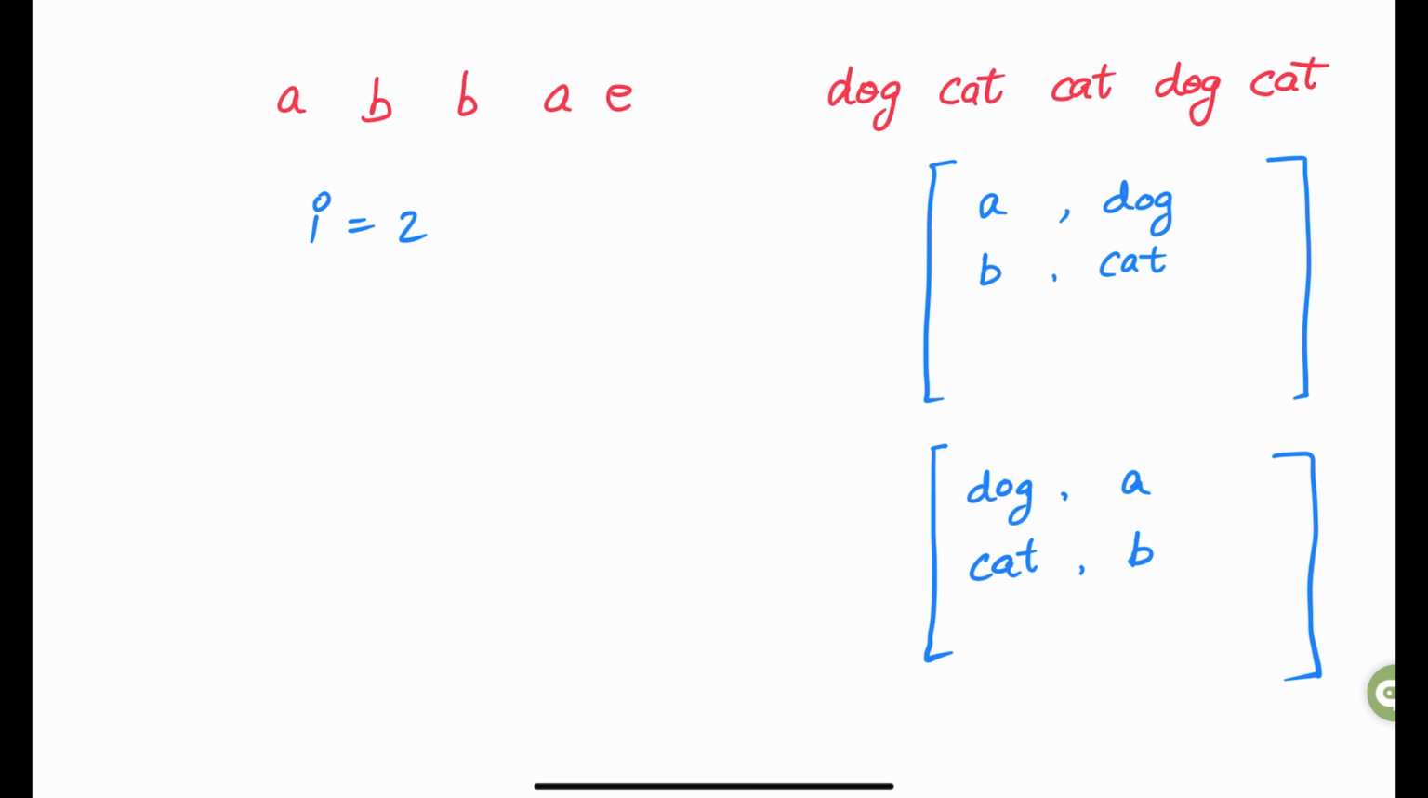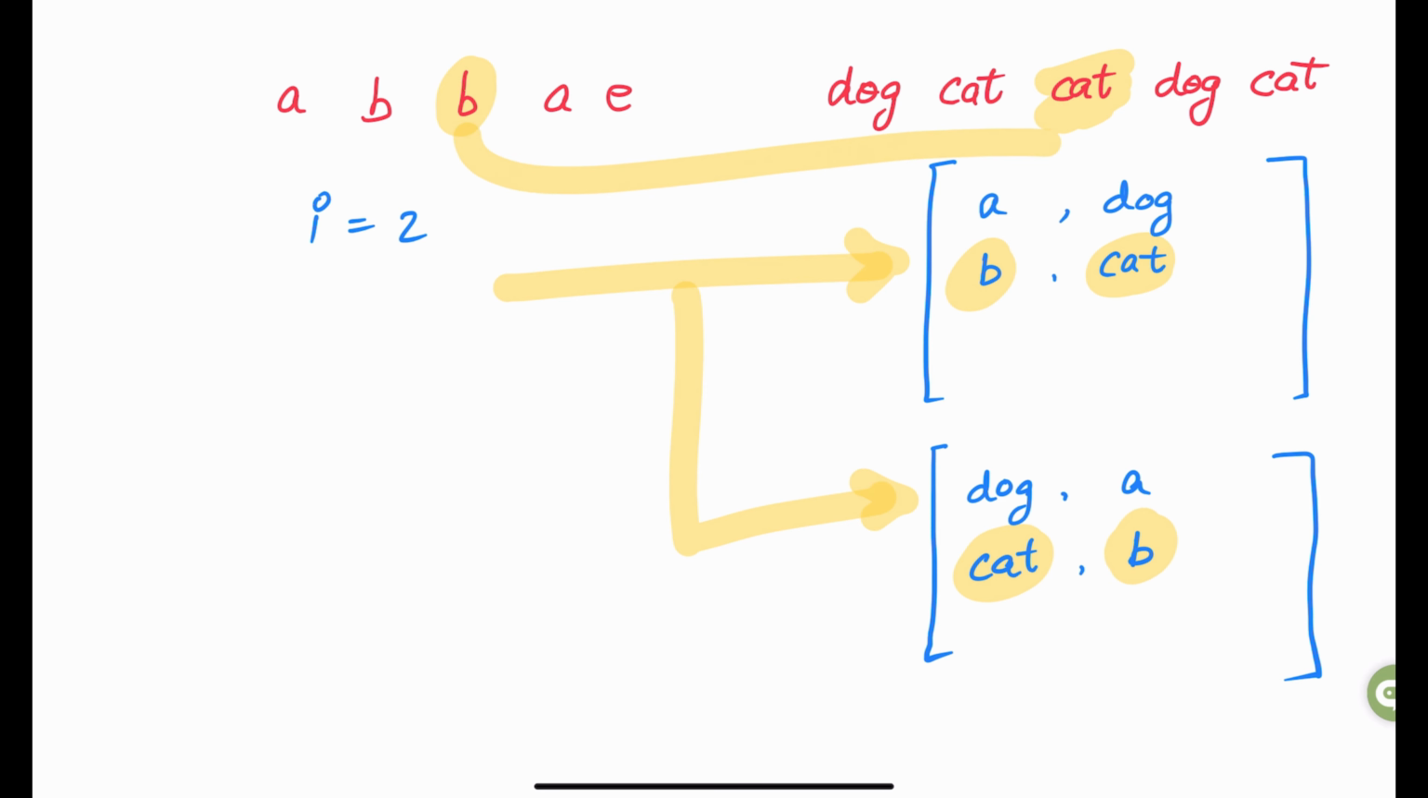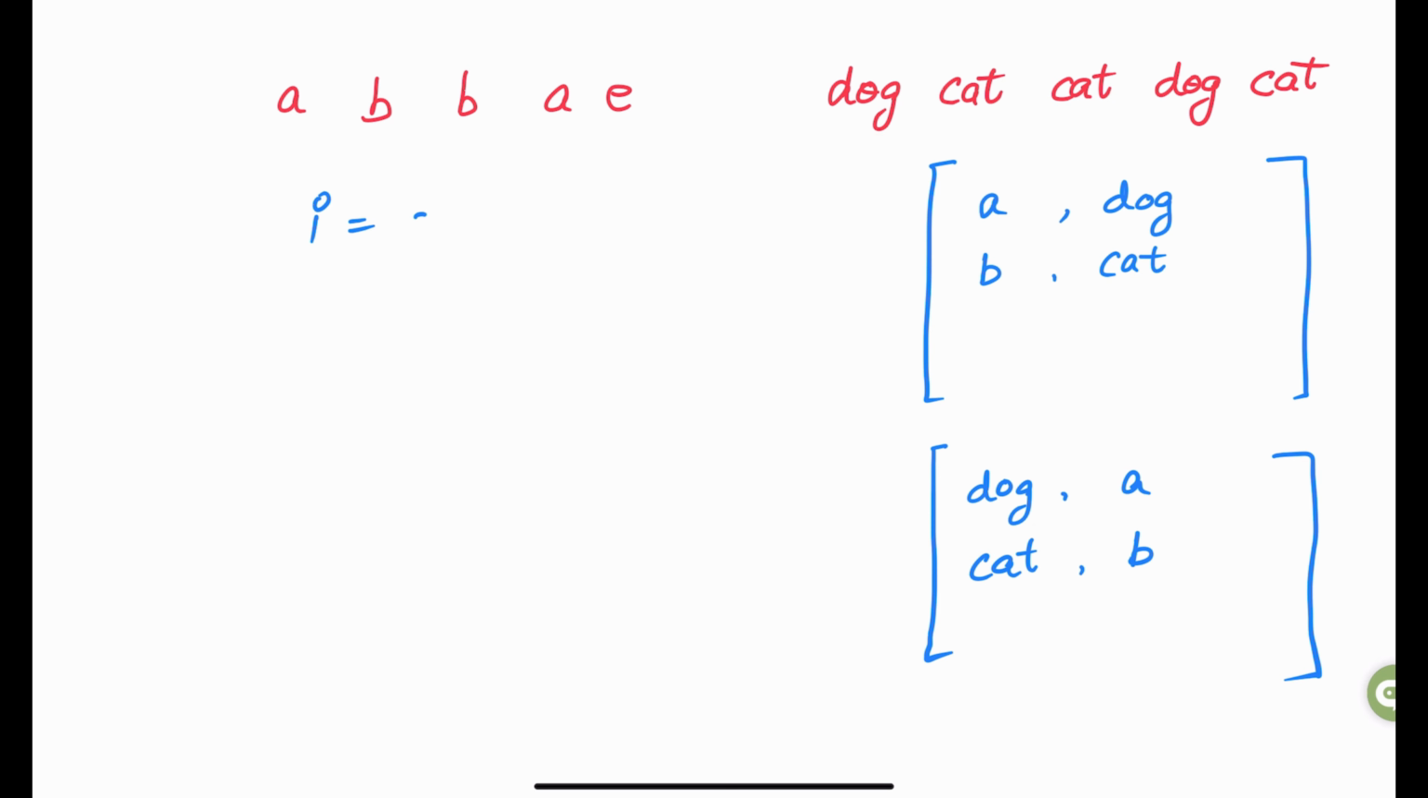After incrementing our pointer to 2, we are looking at the character B and the corresponding word is cat. Does this exist in the first one? Yes, it does, and the value matches what we are looking at. The same applies to the second collection, where the key is cat and the corresponding value is B. Both of these pairs match, so everything is good and we can continue forward. The same will happen when i is equal to 3. We are looking at the character A and the corresponding value is dog. Everything is going to be good because it exists with the right value.